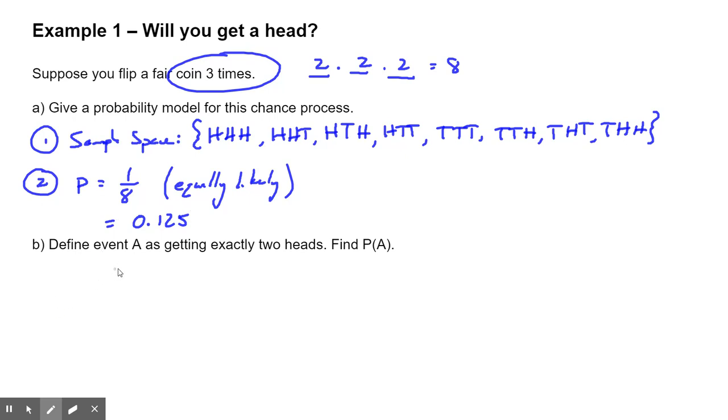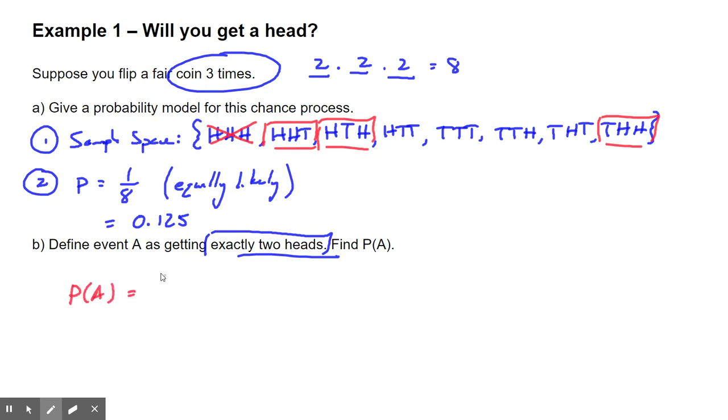Okay, now it says define event A as exactly getting 2 heads. So find the probability of A. I'm going to change this to red because up in my sample space, I'm going to circle all of the events that give me exactly 2 heads. I am not going to circle the first one because that's 3 heads. I don't want that. I want exactly 2 heads. So in this sample space, to find the probability of A, I have 3 outcomes that match my event out of a total of 8. That could be your probability, or we could get the decimal, which is 0.375. And there's your probability.